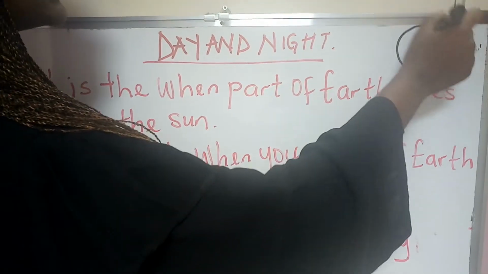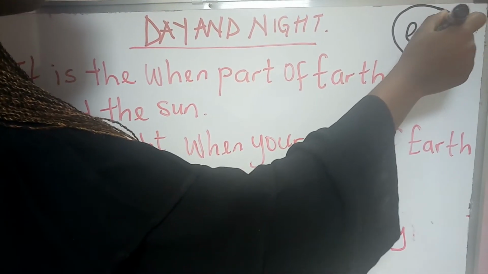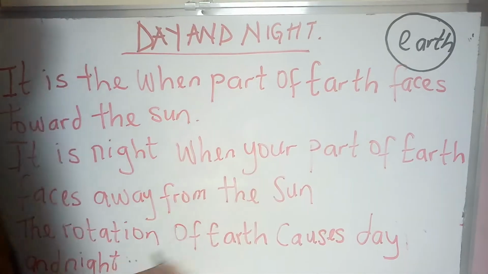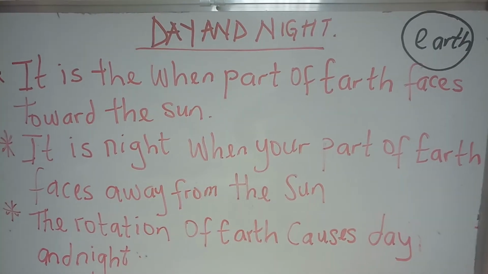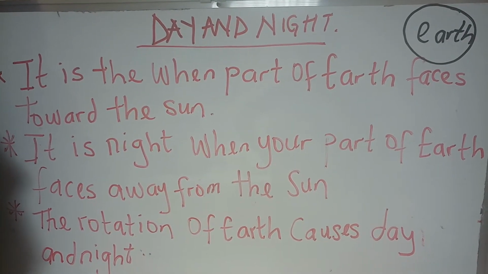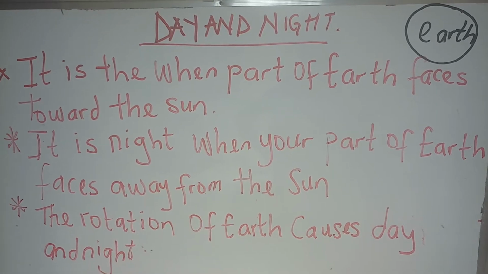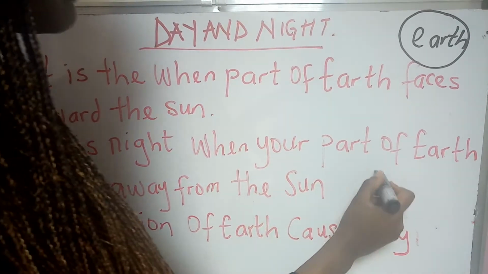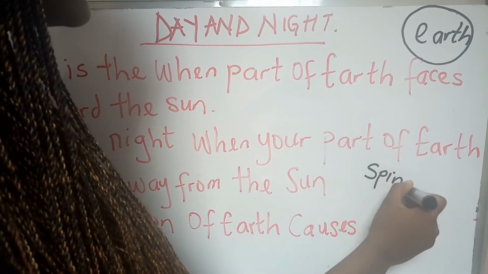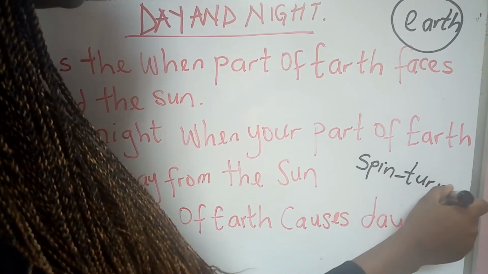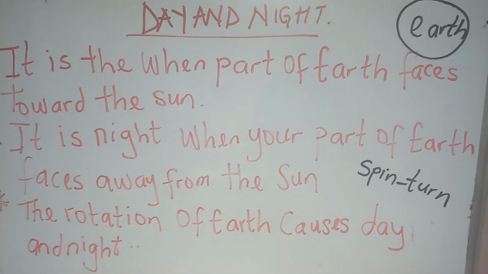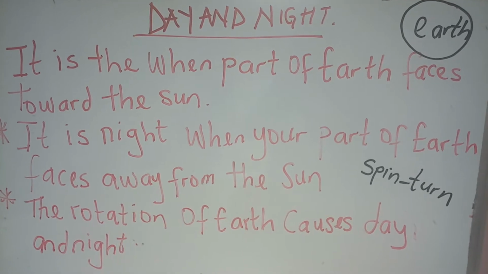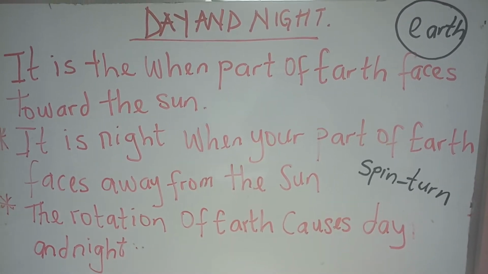The earth is moving. Then I said earth spins around and around. And who can tell me the meaning of spin? Spin means turn, when you turn something. So earth spins around and around.